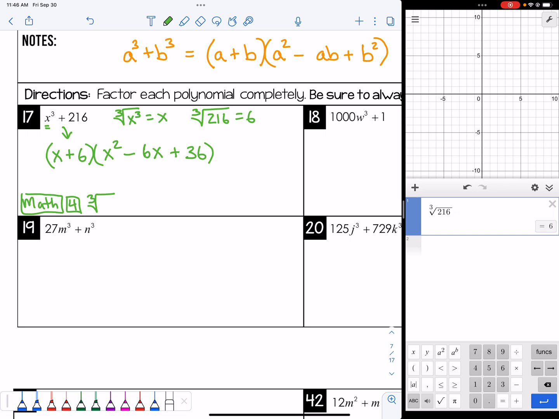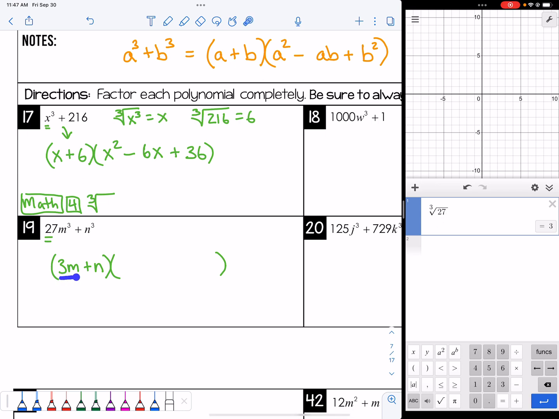So let's just look at 19. I see that I have 27, which is a perfect cube. And you can always just check with your calculator if you're in doubt. So that gives me 3, m cubed, and n cubed. So I have a binomial and I have a trinomial. I need to put the cube root of 27, which I found in my calculator was 3. The cube root of m cubed is m. And the cube root of n cubed is n.